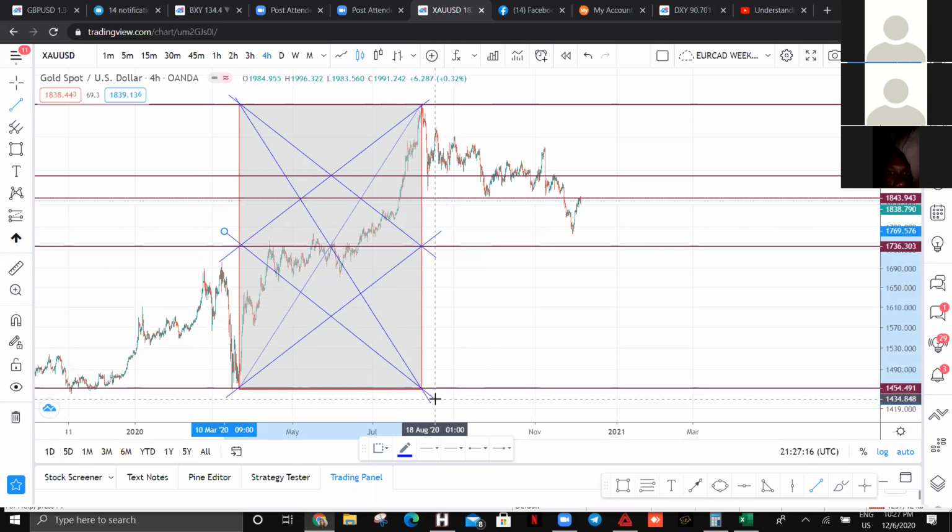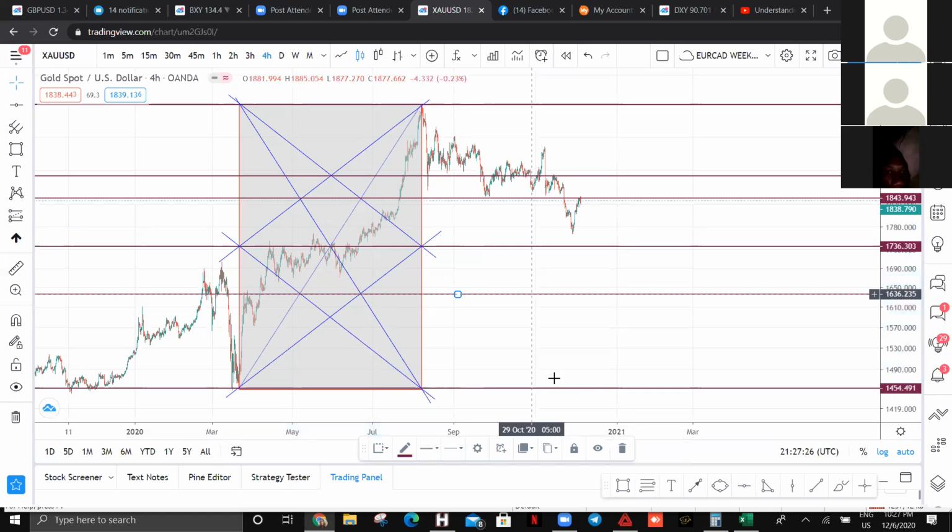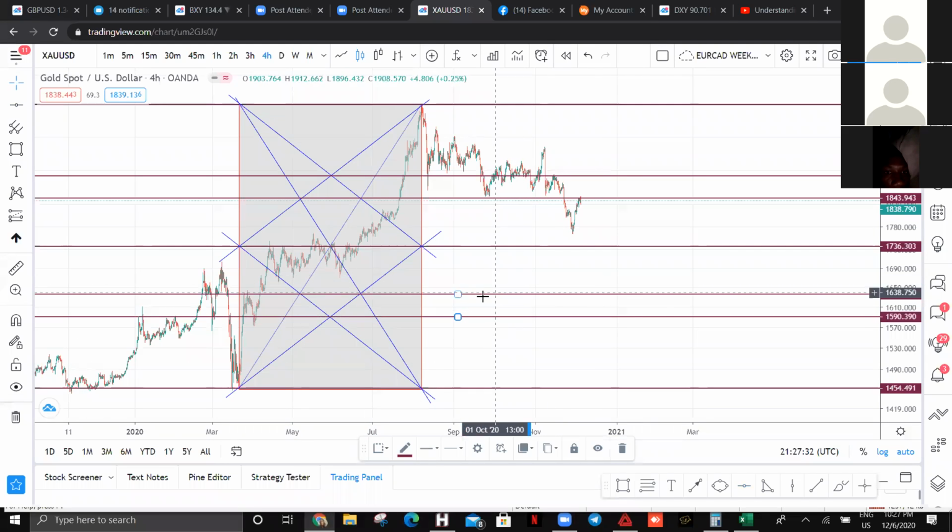All right, so this is another. I'm trying to identify the next one. So you pick your horizontal line. Now you can see how price is respecting the zones.